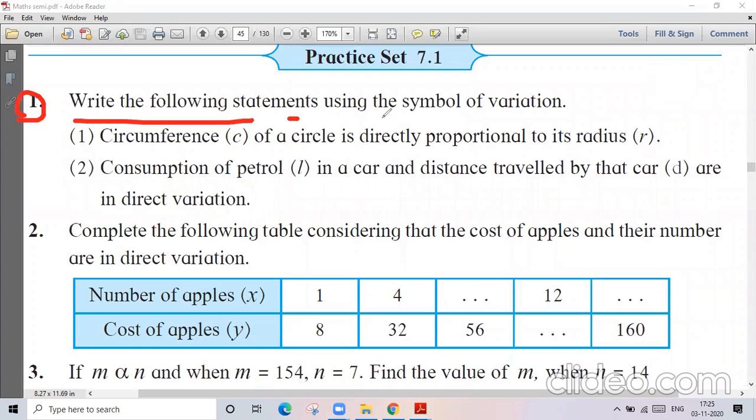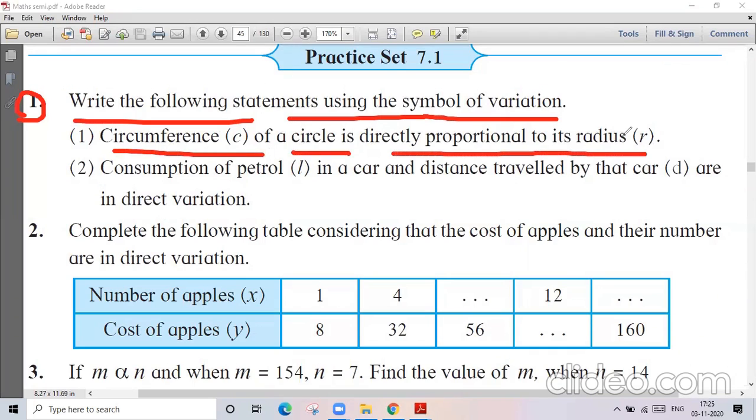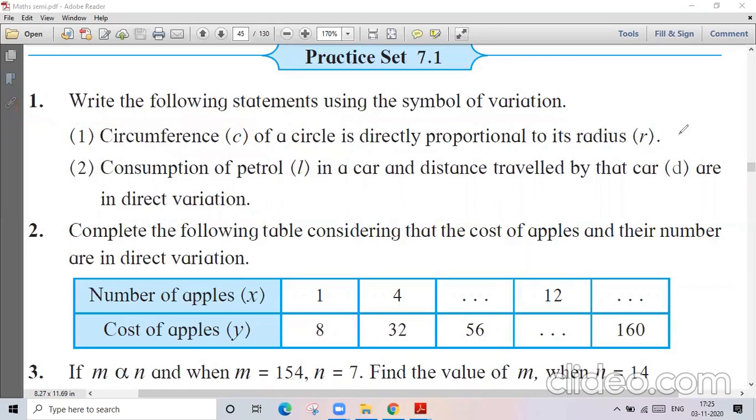Write the following statement using symbol of variation. Circumference of a circle, that is C, is directly proportional to its radius. समजलं? That means तुम्हाला काय करायचं आहे, C लिहायचं आहे इथे. You have to use the sign alpha and वहाँ पे आगे लिखना है R. काय लिहायचं तुम्हाला R. समजलं? So this is, इतना ही आंसर है, एवढं तेच आंसर आहे.